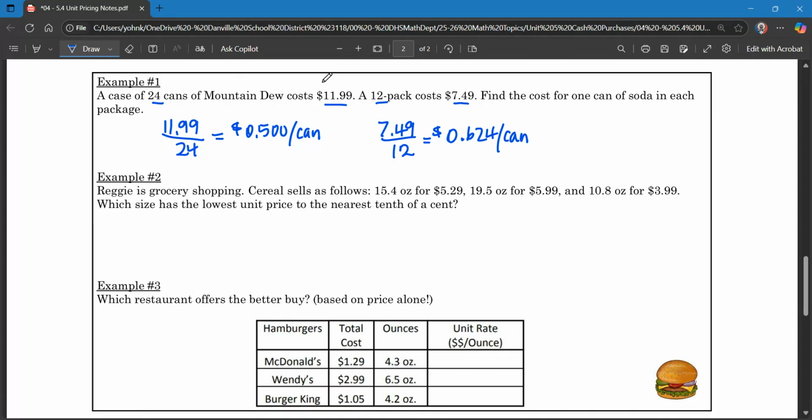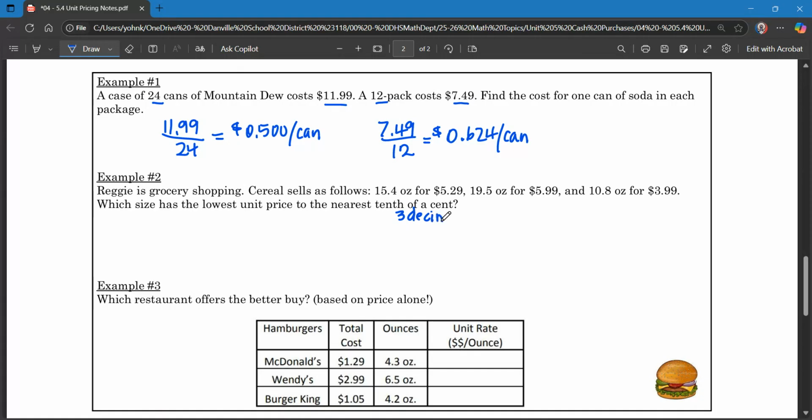All right, example number 2, Reggie is grocery shopping. Cereal sells as follows. There's a 15.4 ounce box for $5.29, a 19.5 ounce box for $5.99, and a 10.8 ounce box for $3.99. If you've ever been in the cereal aisle, there are so many choices. Which size has the lowest unit price to the nearest tenth of a cent? Tenth of a cent, kids, is 3 decimals.